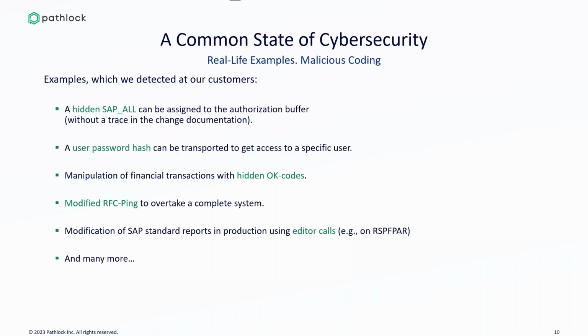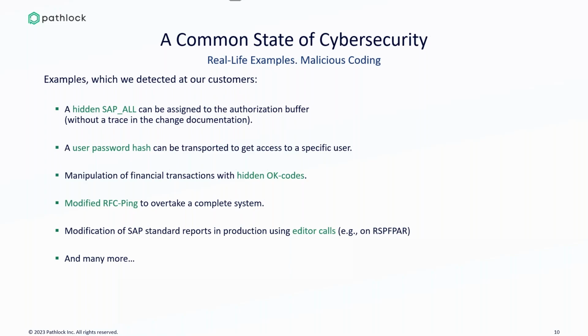Some examples we detected at our customers before they used code security tools. For example, we found some hidden SAP_ALL. There is a function module where you can assign SAP_ALL to the authorization buffer, but if you deep dive into the user via SU01, you will not find any SAP_ALL. And so it's not detected, but as long as this buffer is not restarted, the user will have SAP_ALL.